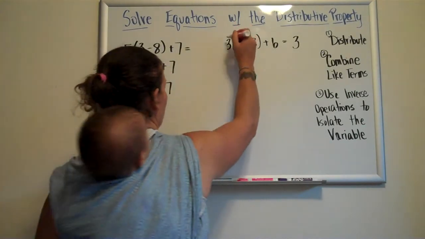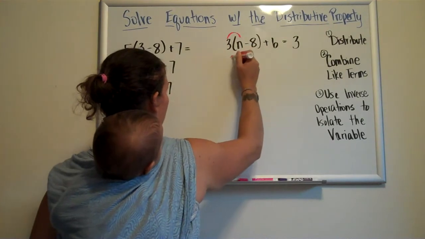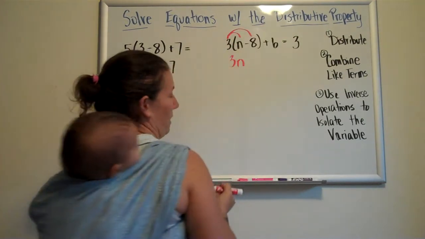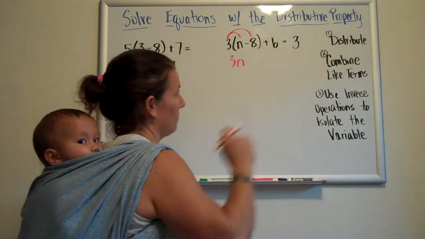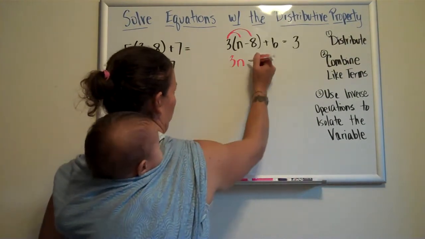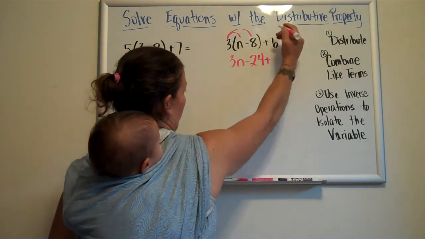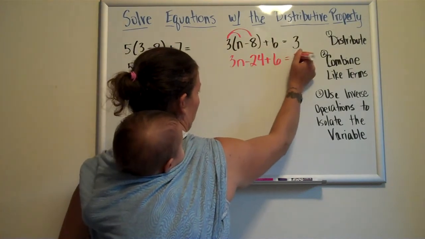So I'm going to go ahead and draw that out. 3 times n, which is 3n, and 3 times negative 8. Be sure not to forget to multiply it by all the values inside the grouping symbols. So here I'm going to get negative 24. I'm just going to bring down the rest of the equation.